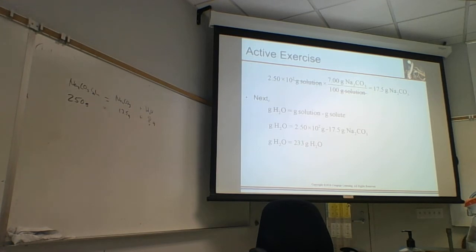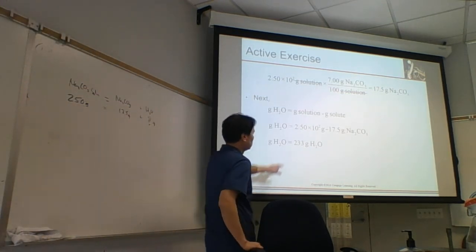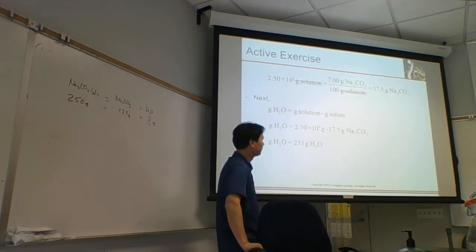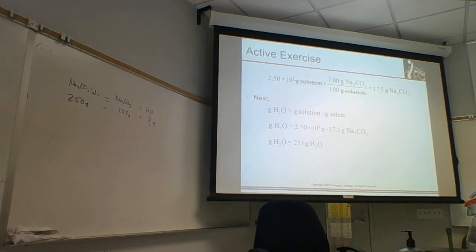We calculate 232.5. Your book rounds it to 233. 233 grams. If we use 233 grams of water plus 17.5 grams of sodium carbonate, we're going to get a little more than the 250 grams they're asking for. A half gram more.